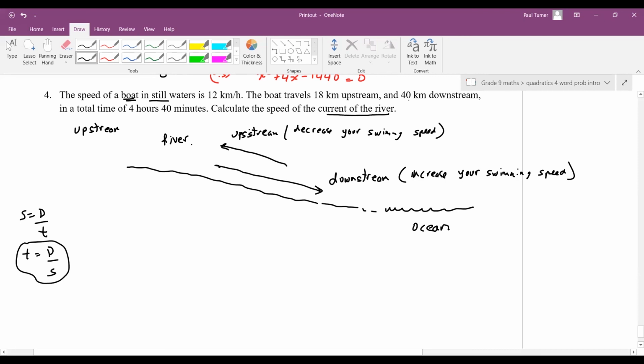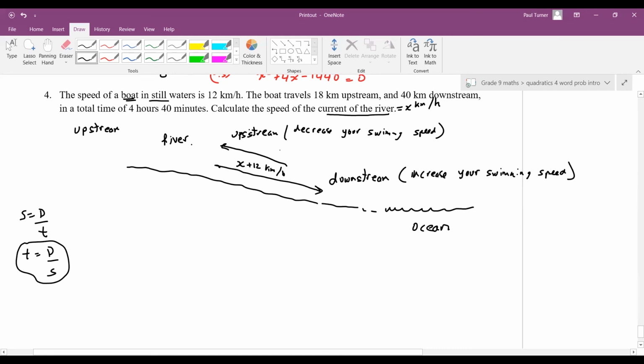The speed of the river. Let's call that X kilometers per hour. It could be 2, 3, or 4. The water is moving downstream at X kilometers per hour. So if you're trying to swim going down, you're going to increase your speed, aren't you? So this is going to be X plus 12 kilometers per hour. So it's going to be your speed plus the speed of the river, okay?